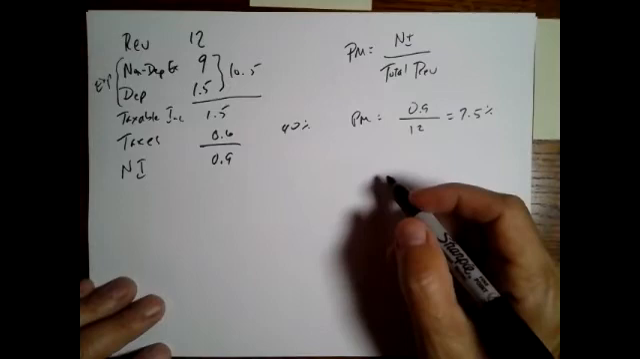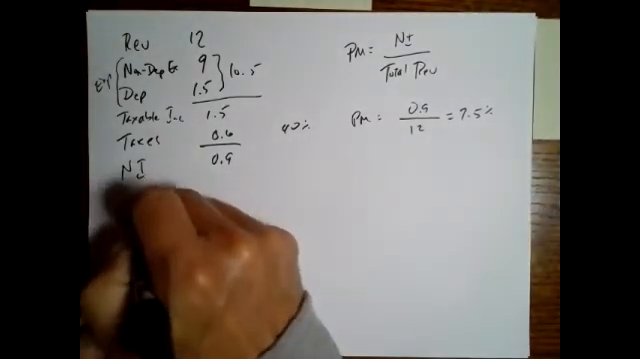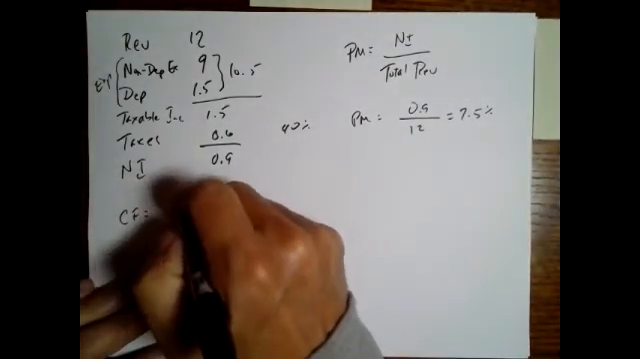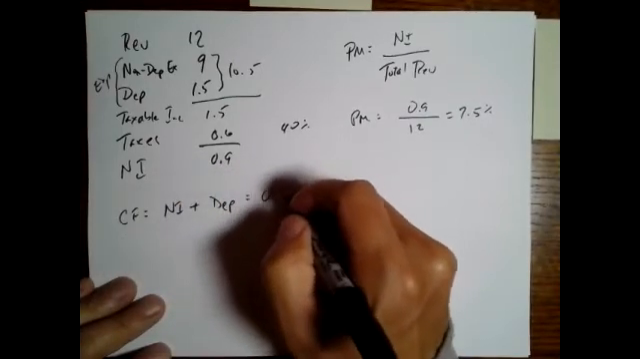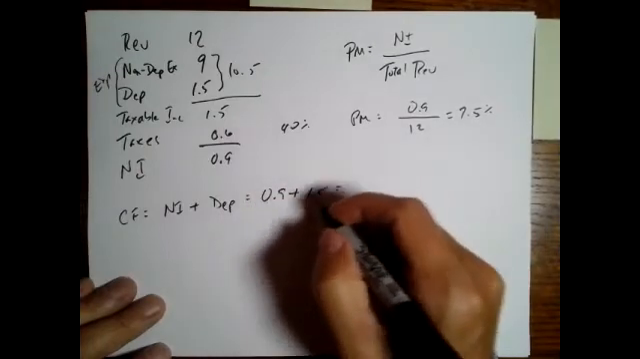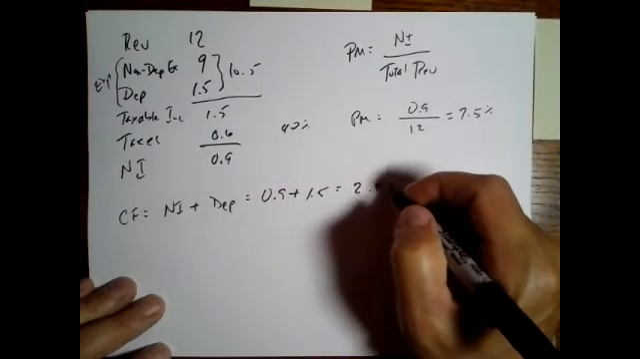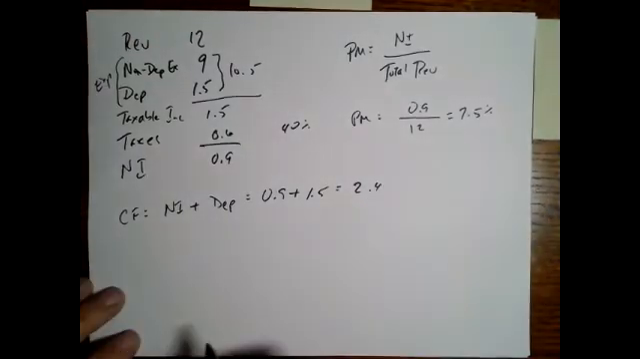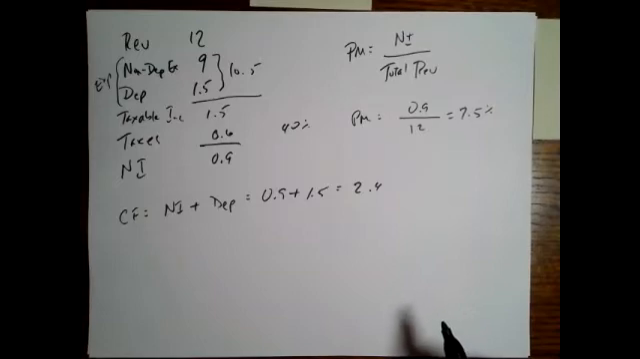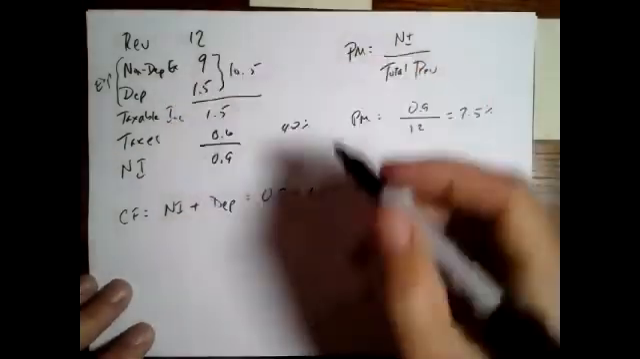Okay, and then finally, what's the cash flow? So the cash flow is equal to net income plus depreciation. So net income is 0.9, depreciation is 1.5. So we have cash flow of 2.4. Now we're going to do the variations where we change the amount of depreciation. So the first variation, we changed depreciation from 1.5 to 3.